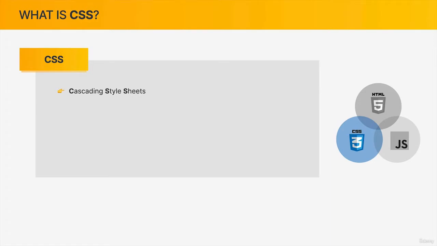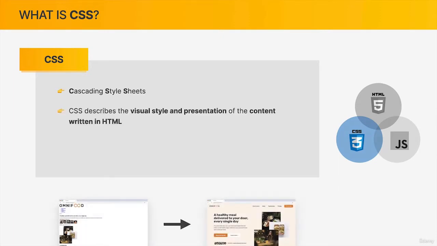So, first of all, CSS stands for Cascading Style Sheets. And just like HTML, CSS is also one of the core technologies of the web. Now, remember that we use HTML to basically describe the content of a page. And on the other hand, we use CSS to describe the visual style and the presentation of the content that we previously wrote using HTML. So CSS and HTML work very closely together.